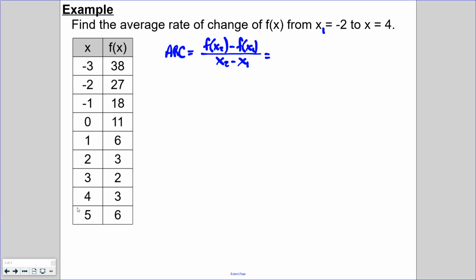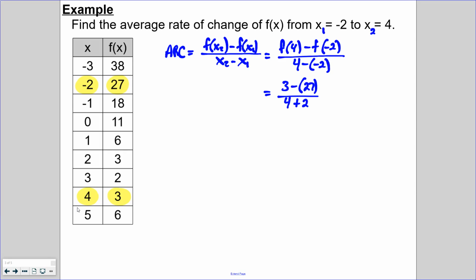And the problem tells us that x sub 1 is -2 and x sub 2 is 4, so we can plug those values in, giving us f of 4 minus f of -2 all over 4 minus -2. And continue working. We can come over till we find x equals 4 on their table, and we see that f of 4 then is going to be 3. Then we need to find -2 on the table. There's x equals -2, which means f of -2 will be 27. And that's all over 4 plus 2, because minus a negative changes into a positive.